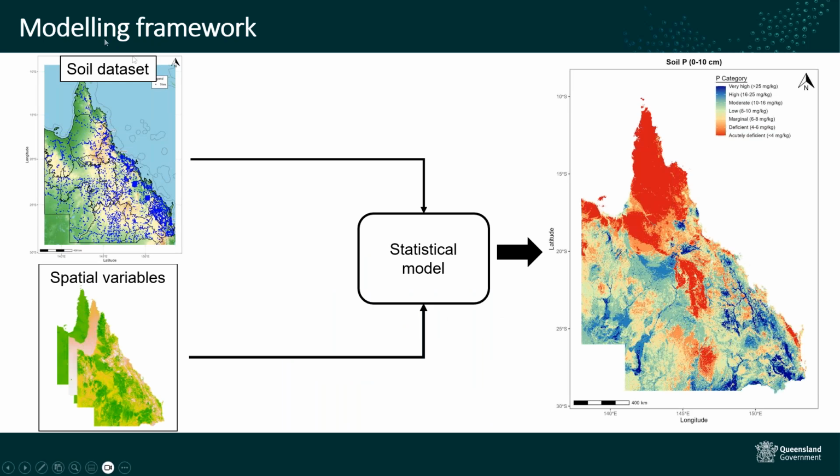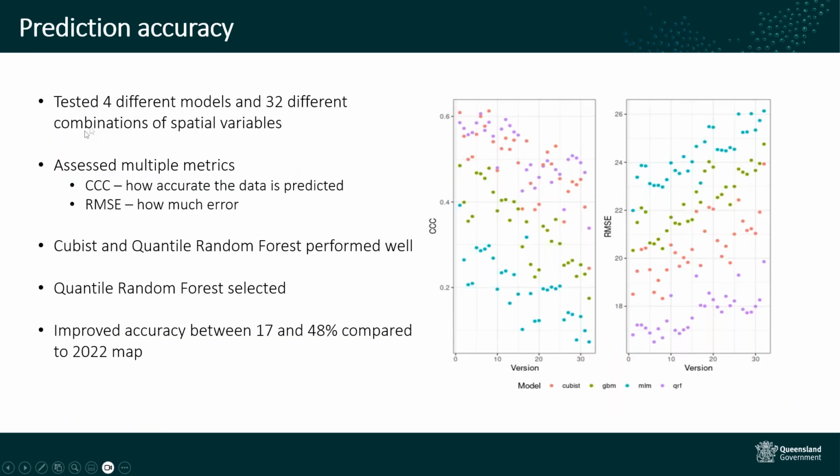The modeling framework here just included the soil data set of those 6,800 sites, and we combined that with the spatial variables that hopefully relate to those soil phosphorus concentrations, integrated into a statistical model, and then spatialized it across Queensland. We also included an optimization process just to make sure that we produce the best map and predictions across the state. We ended up testing about 4 different statistical models and about 32 different combinations of spatial variables. I won't go into much detail about that.